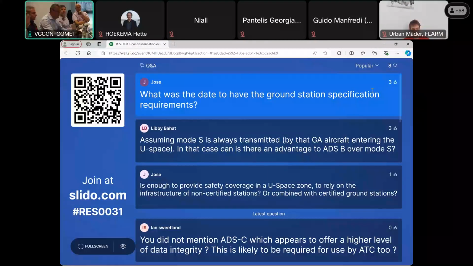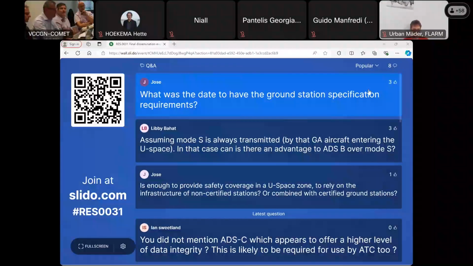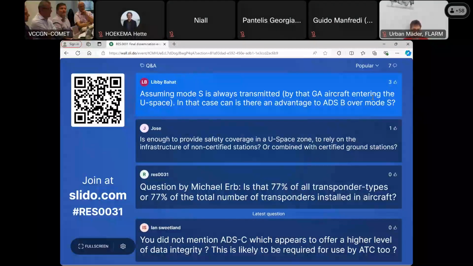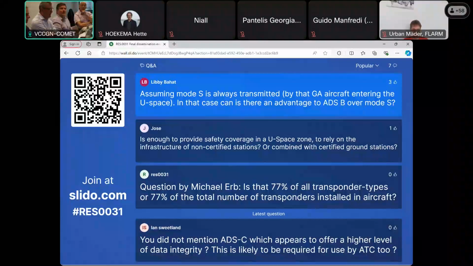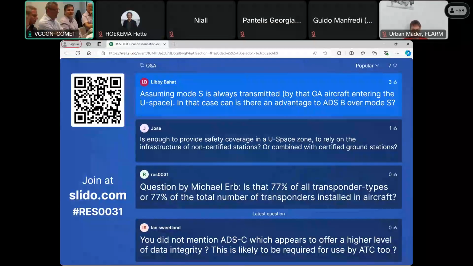Next question from Libby. Assuming Mode S is always transmitted by GA aircraft entering the U-space, in that case, can there be an advantage to ADS-B over Mode S? Yes, so it's the position information.